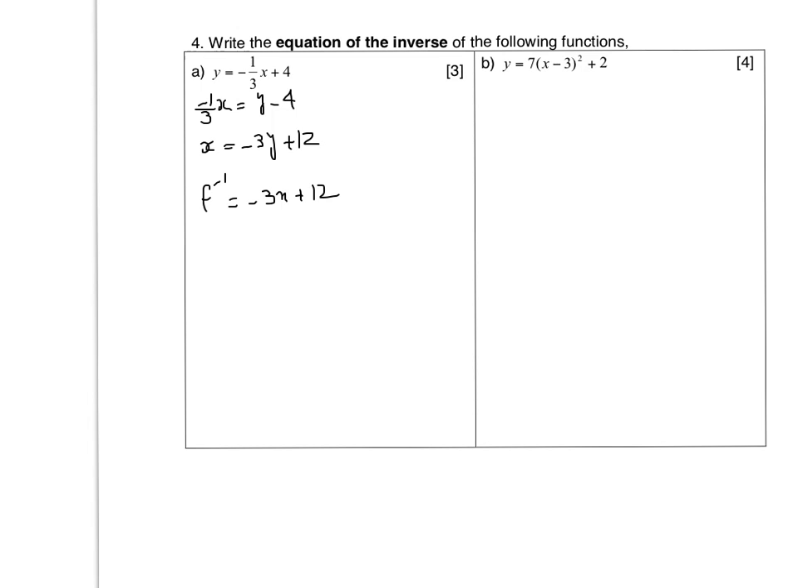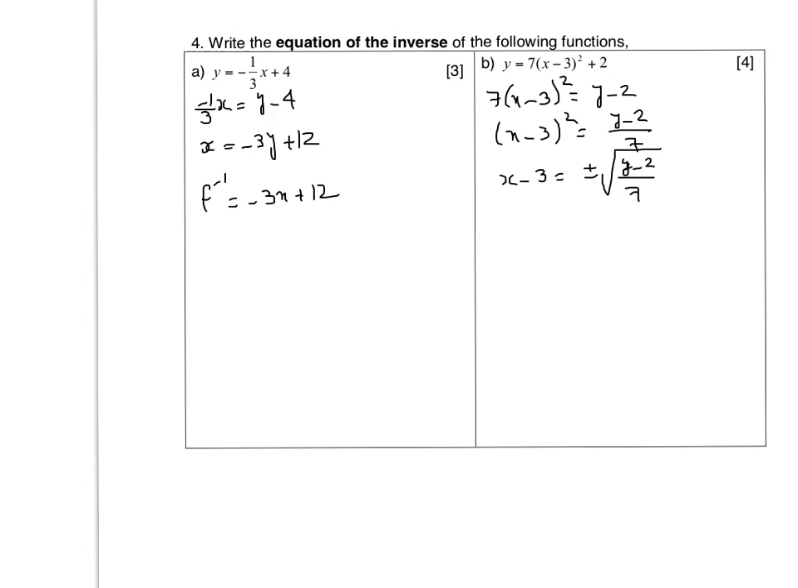The next one is y is equal to 7 times x minus 3 squared plus 2. Again, I'm trying to isolate, so I'm going to move 2 to the left. I get 7 times x minus 3 squared is y minus 2. I divide both sides by 7. I get y minus 2 over 7. I take the square root, but remember the square root is going to give you plus or minus, so I'm going to get x minus 3 is plus or minus the square root of y minus 2 over 7.